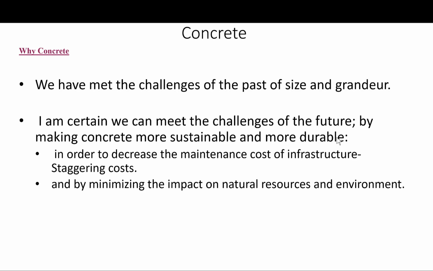Okay, so we have met the challenges of the past, of size and grandeur, as you can see with the impressive structures that have been built using concrete. I am certain we can meet the challenges of the future by making concrete more sustainable and more durable, meaning minimize the impact on the environment and reducing the cost of the maintenance of the concrete structures. In order, again, to decrease the maintenance cost, which are staggering costs according to recent statistics. And again, as I said, by minimizing the impact on the natural resources and the environment.